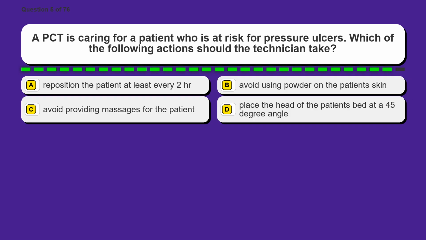Question 5. A PCT is caring for a patient who is at risk for pressure ulcers. Which of the following actions should the technician take? Option A. Reposition the patient at least every 2 hours. Option B. Avoid using powder on the patient's skin. Option C. Avoid providing massages for the patient. Option D. Place the head of the patient's bed at a 45-degree angle.